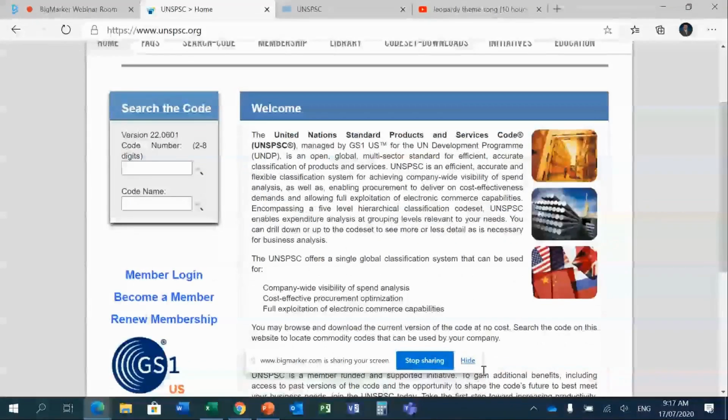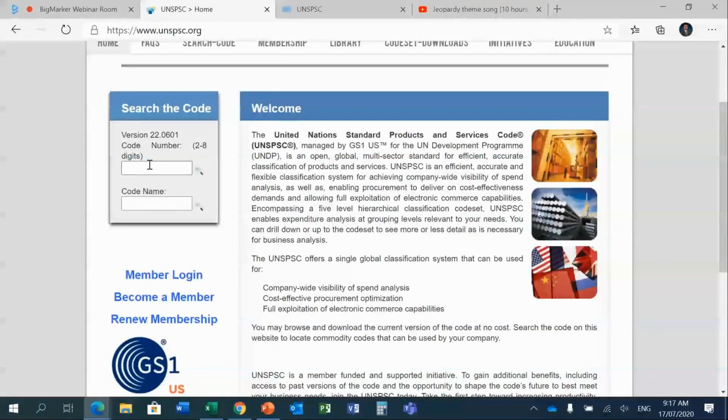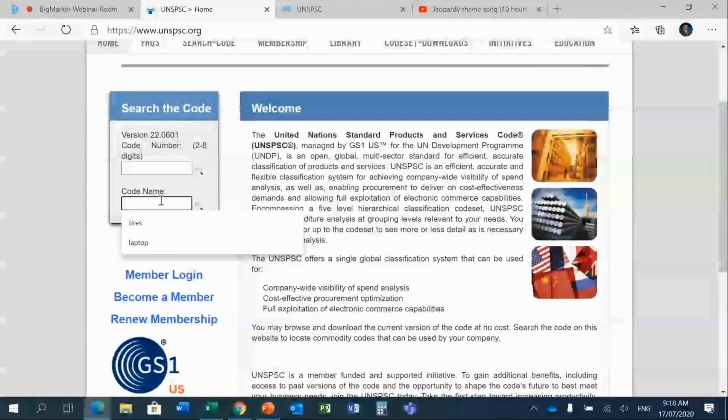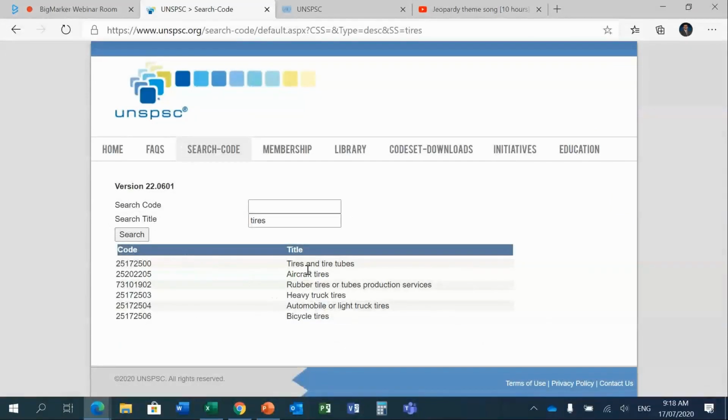You should now be seeing the UNSPSC website, and this is the organization that developed the UNSPSC codes. And here you can search for the code either by code number or code name. So let's say, for instance, I'm looking for a particular name. Let's see, I type in tires, and search for it. It will retrieve for me a listing of all the commodity codes that contain the word tires.